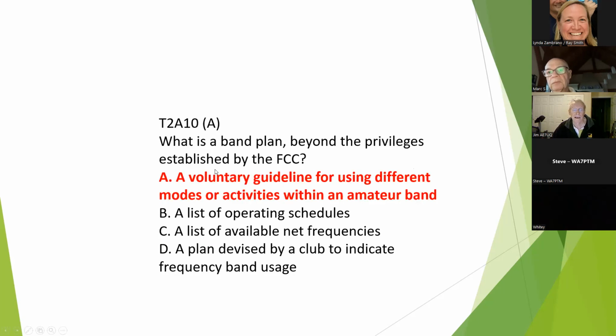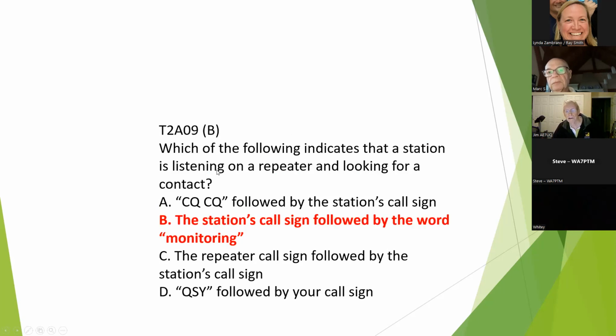So again, you need to identify yourself under FCC rules, and in this case, you just say monitoring. Now, if you've been talking on the frequency and you're going to go off and do something else and shut off your radio, then you'd say AE7UQ clear. I'm leaving the frequency and going to do something else. So again, monitoring is the key here.